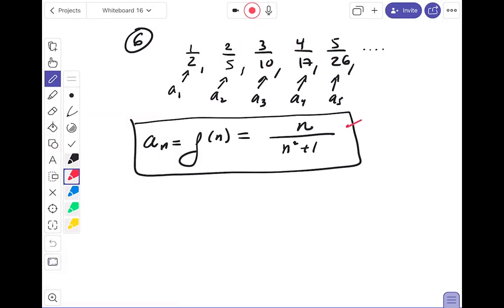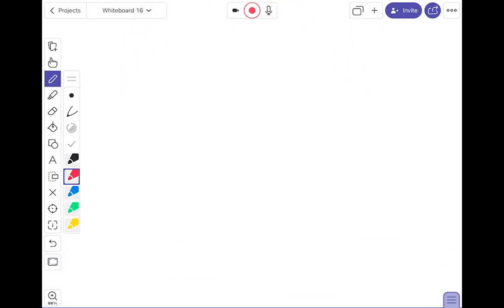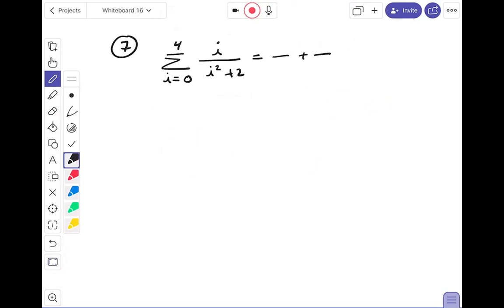Number 7 is a sum formula. I will be talking about using Sage to do sums later. This is number 7. And again, we want to get used to these symbols. This means the sum from i equals 0 to 4, and the terms are going to be i over i squared plus 2. This is a series. It's finite. And how many terms are there? 0, 1, 2, 3, 4. There are 5 terms.